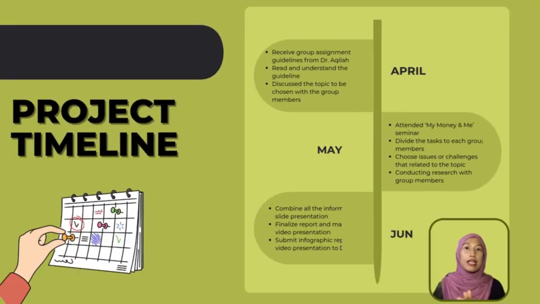We're moving on to the next slide, which is our project timeline. Our group project began in April, where we received the assignment guidelines from Dr. Akila. We started by reading and understanding the instructions carefully, followed by a group discussion to decide on the topic. During the same month, we attended the My Money and Me seminar, which helped us understand the context of the project better. After the seminar, we divided the tasks among group members and began selecting relevant issues or challenges related to the topic. We also started conducting research to gather useful content.